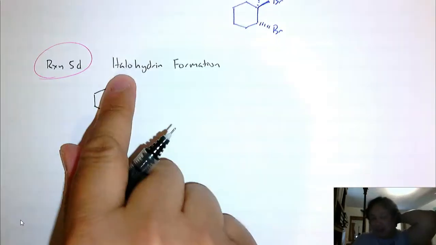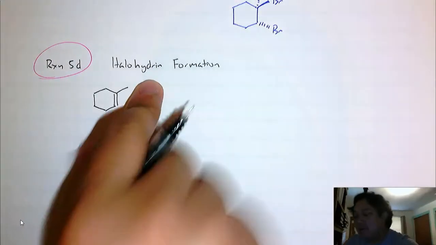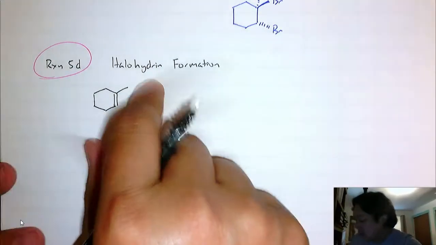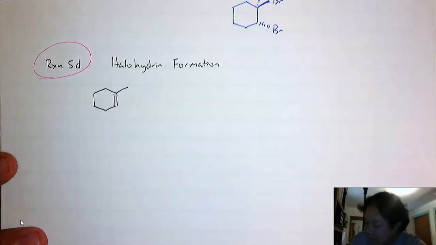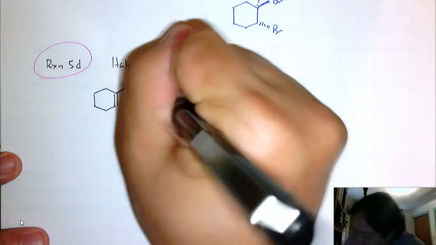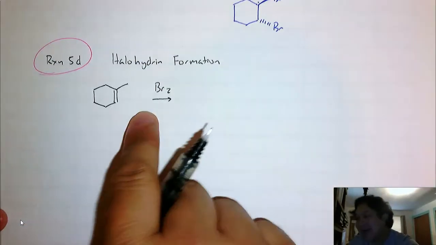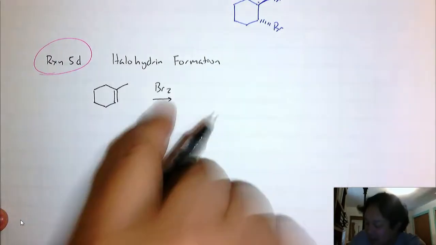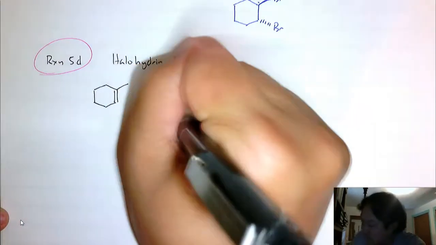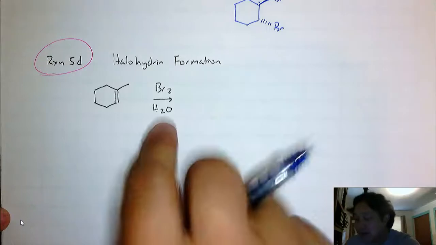Halo for halogen. Hydrin is a historical name for OH, a hydroxyl group. Here's the difference. Br2. So far, that's the same. Alkene plus Br2, we should do halogenation. But when I change the solvent to specifically water, water is going to be the attacker now.